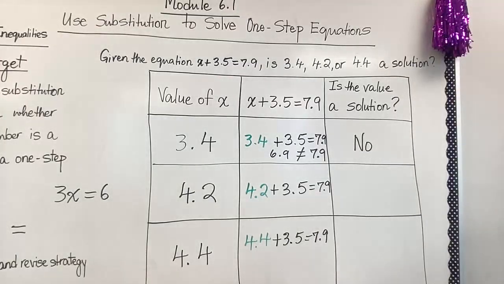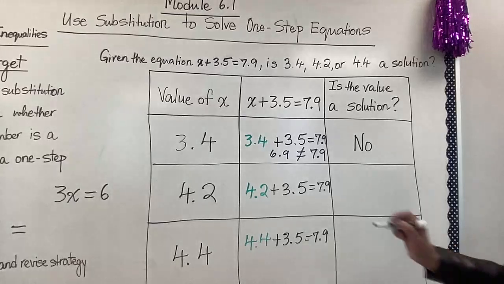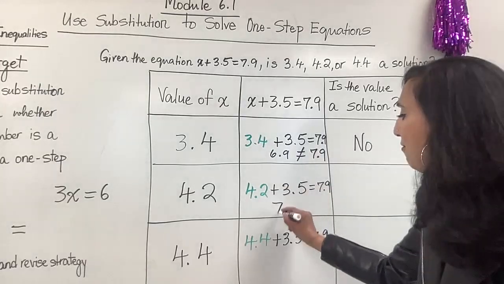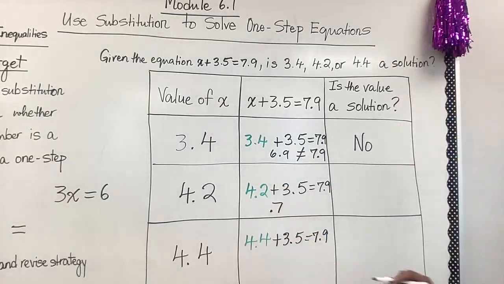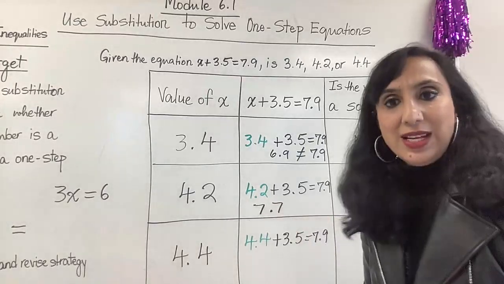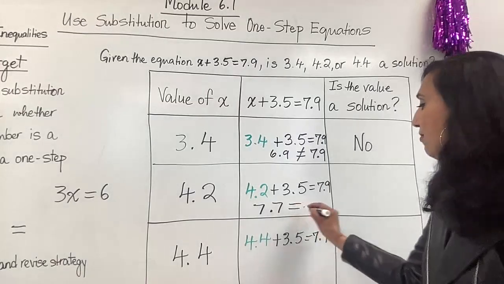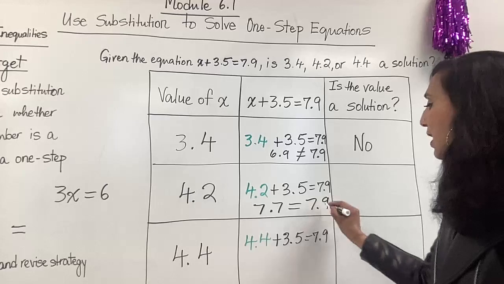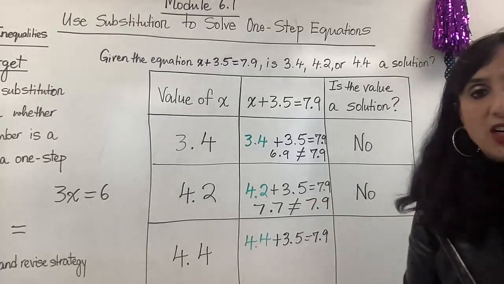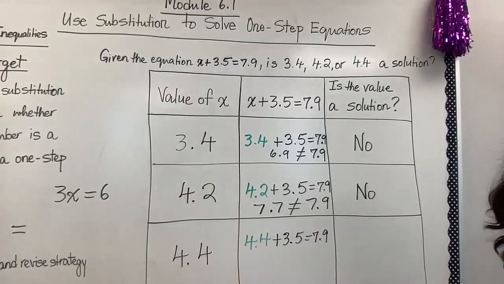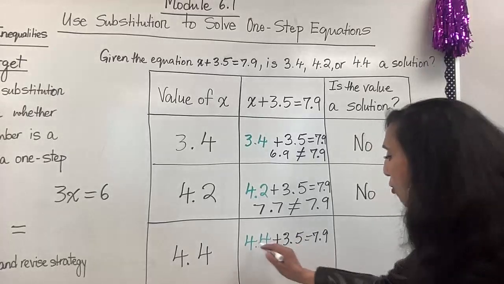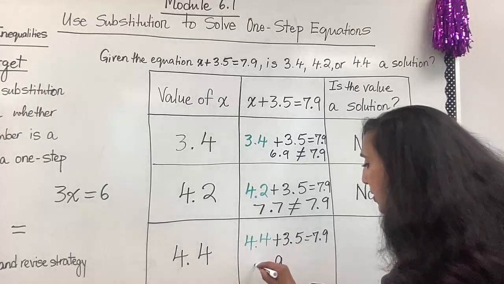All right. The next one we are doing is 4 and 2/10 and 3 and 5/10. I know 5 plus 2 is 7. And I have 4 plus 3, that gives me 7. So I get 7 and 7/10. Is 7 and 7/10 equal to 7 and 9/10? No, it is not equal. So this is not a solution either. Then the last one, I'm doing 5 plus 4 is 9. 4 plus 3 is 7.